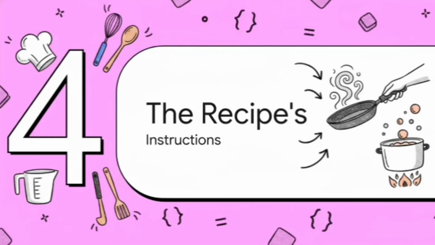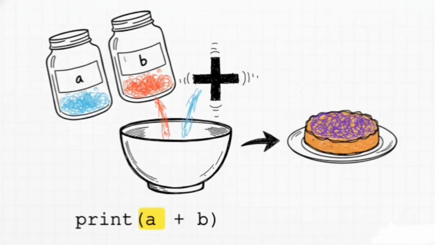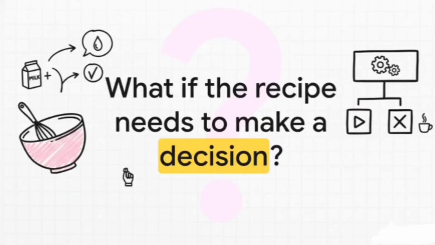Okay, we've got our ingredients. We've got a way to talk to our chef. Now, it's time for the real action, the step-by-step cooking instructions. Think of operators as the verbs in our recipe. Add this, subtract that, mix, divide. They're the actions we perform on our ingredients. For example, we can just tell the computer to add 10 and 5, and then print the result so we can see it. And this is where programming gets really, really powerful.